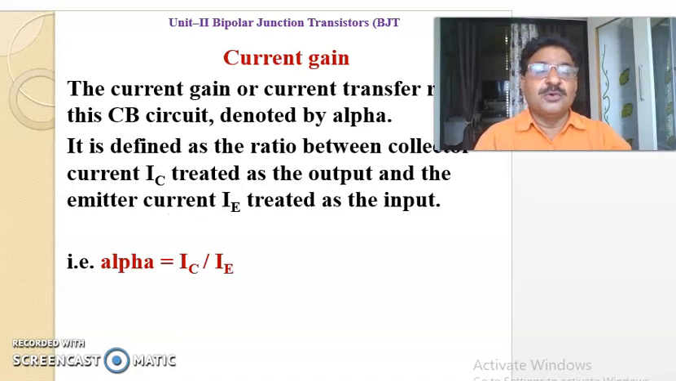And there is one more important factor, the current gain of the transistor. The current gain of a transistor is nothing but the ratio in this circuit. It is denoted by what? Alpha. And this alpha is the ratio between collector current IC, treated as output, and emitter current IE, treated as what? Input. In this way, alpha, the current gain of a transistor, is the ratio of IC to IE. So, we have seen that IC is smaller than IE, that's why the current gain is surely less than 1. Thank you.